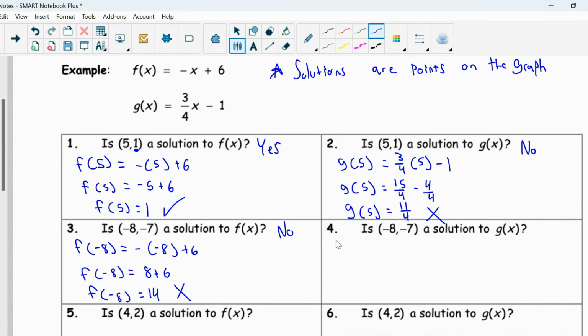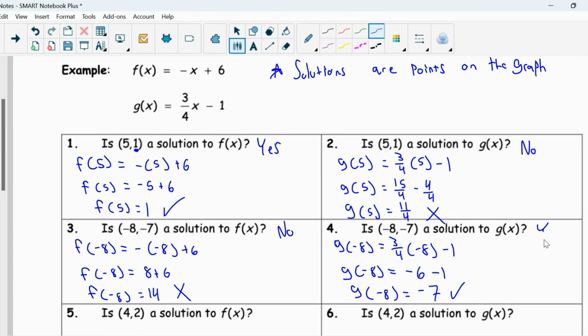Let's try g of x. G of negative 8 equals, substitute in negative 8. Okay, g of negative 8, let's see, negative 8 times 3 gives you negative 24, divided by 4 would give you negative 6 minus 1, which finally gets you negative 7, which is our output. So yes, negative 8, negative 7 is a solution to g of x.